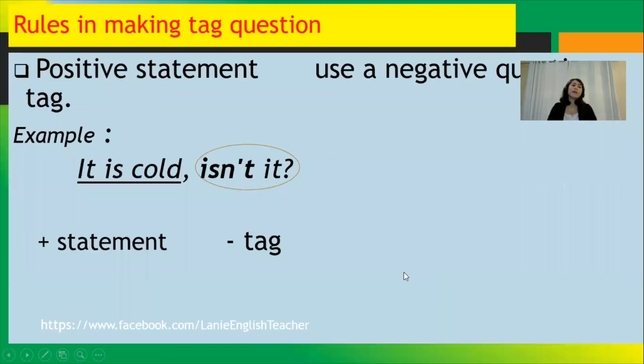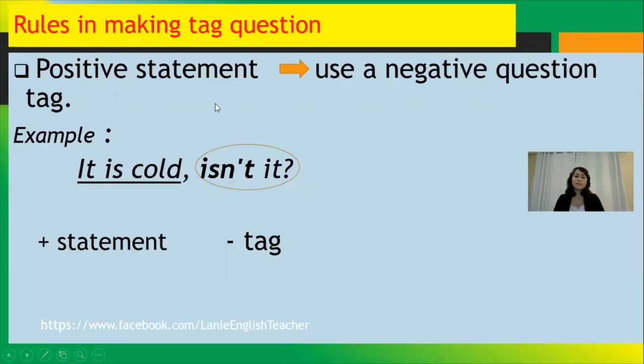Now, there are rules in making tag questions. First one: if the statement is positive, use a negative question tag. For example, it is cold, isn't it? It is cold is a positive statement. What makes it a positive statement? It is a positive statement because you can never see a negative word here like not or no. So again, it is cold is a positive statement, and it is separated by a comma.